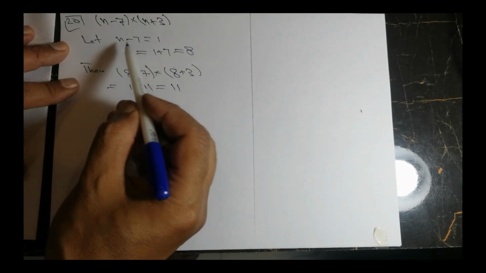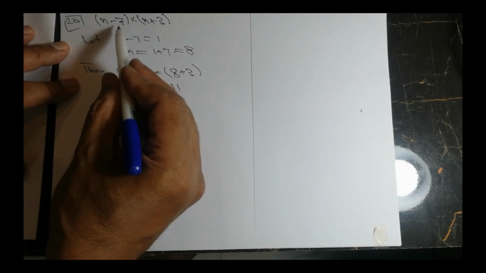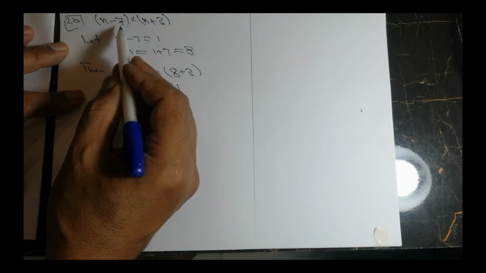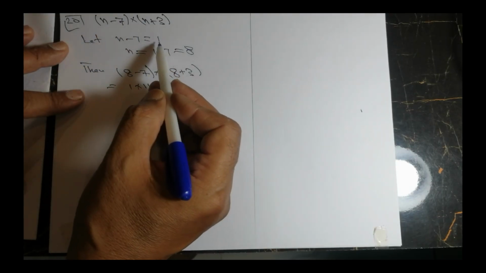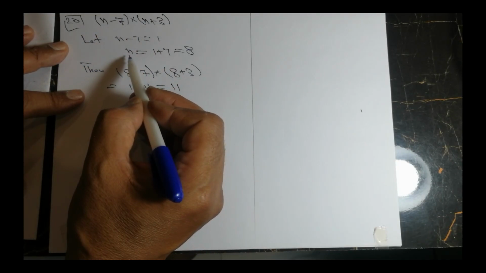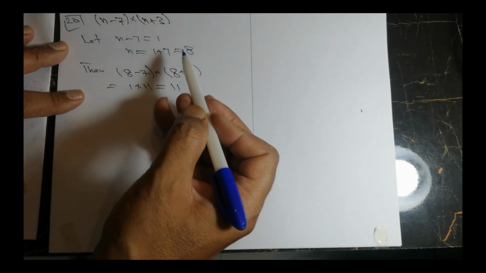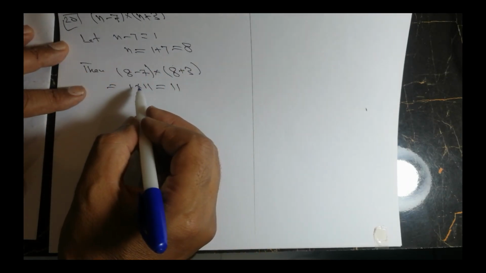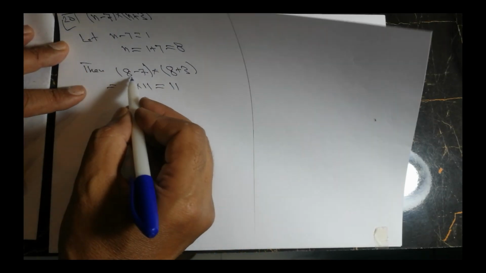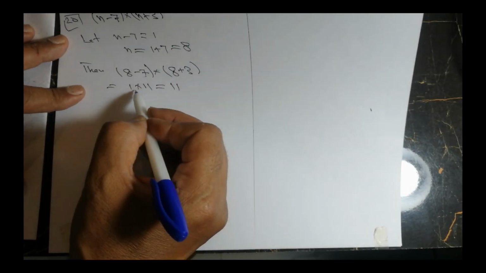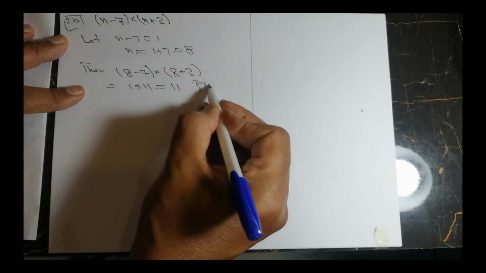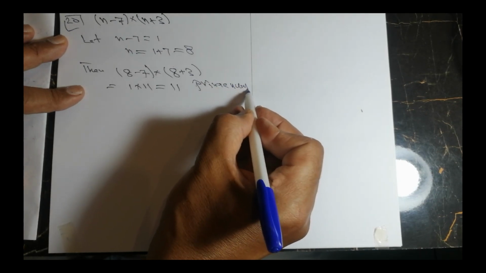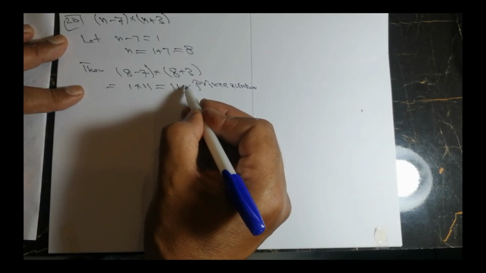So let us take n minus 7 equal to 1. We test it one by one. If n minus 7 is 1, then we get n equal to 8. Now put the value 8 in the product: 8 minus 7 into 8 plus 3, so 11. So this is a prime number. This is the one option.